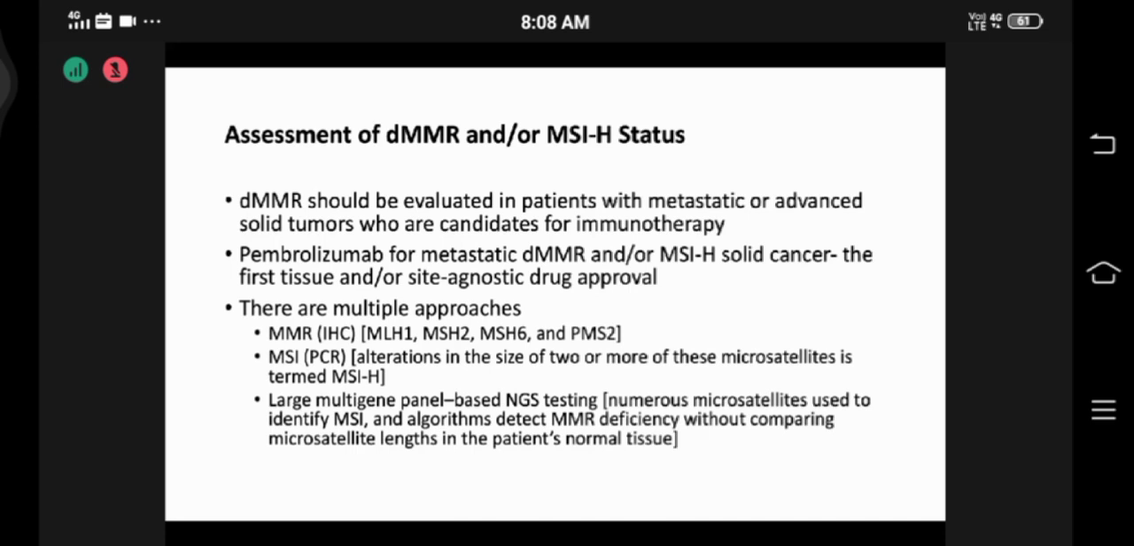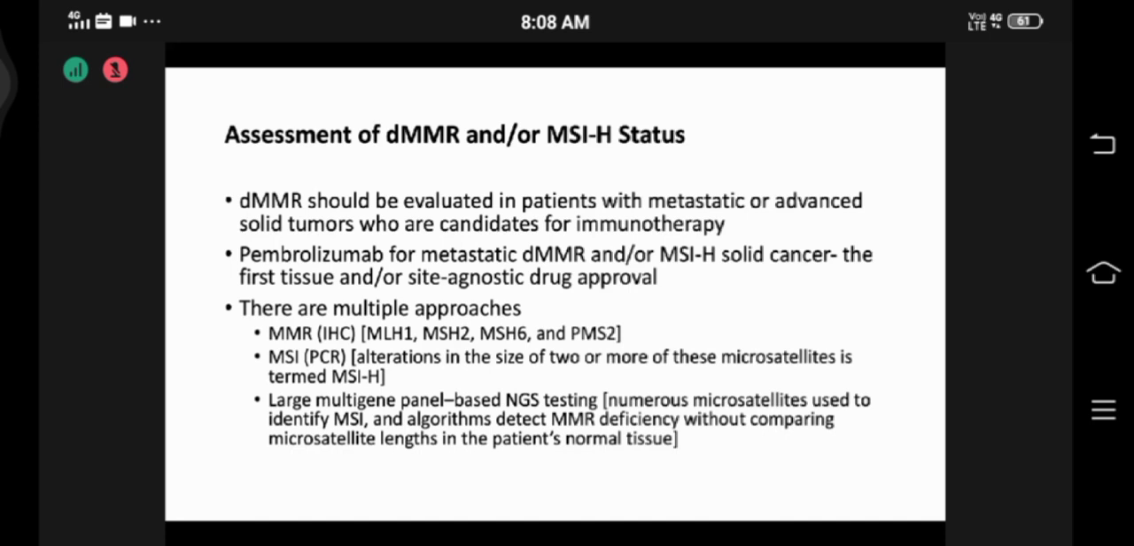Now, if you say MSI high, you could have done it by PCR, and when you see 2 or more microsatellites, you say this is MSI high, or you can do it by an NGS panel, which can also identify MSI high status. So this is tumor agnostic. We know immunotherapy works very well for MSI high tumors or deficient MMR tumors.